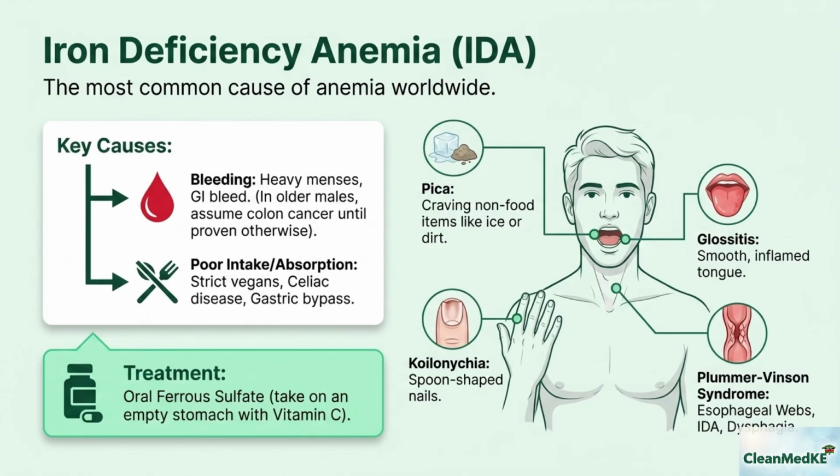Iron deficiency anemia is the most common cause of anemia worldwide. It is usually driven by bleeding, such as heavy menses or GI bleeds, or poor intake, which we see in strict vegans or those with malabsorption issues. Keep an eye out for unique signs like pica, craving non-food items, glossitis, or koilonychia, spoon-shaped nails. Treatment involves oral ferrous sulfate, ideally taken on an empty stomach with vitamin C to aid absorption.